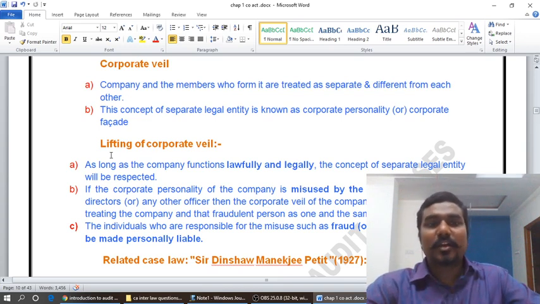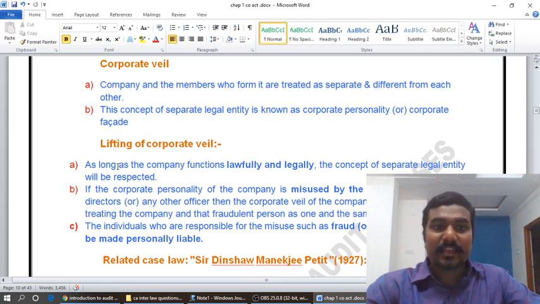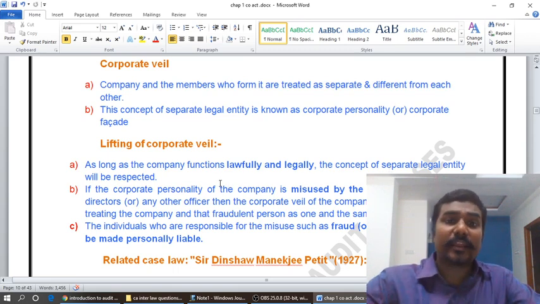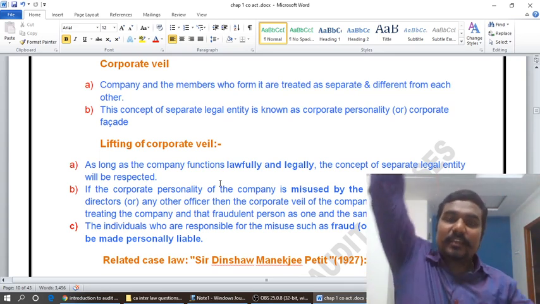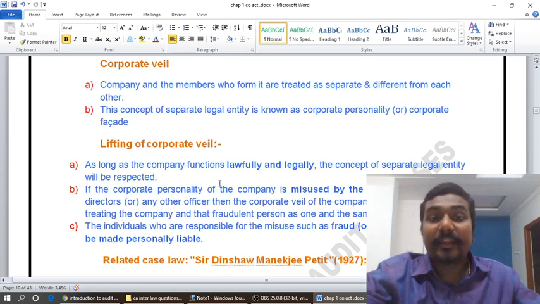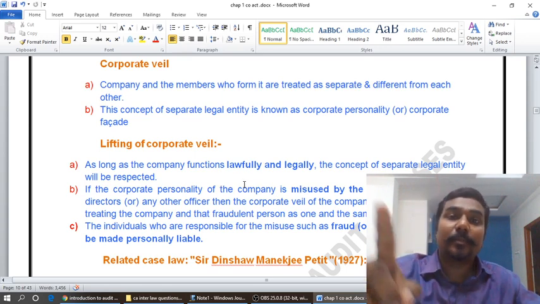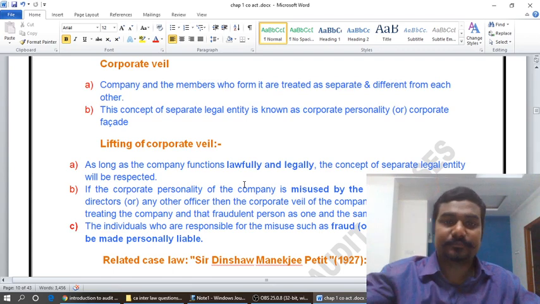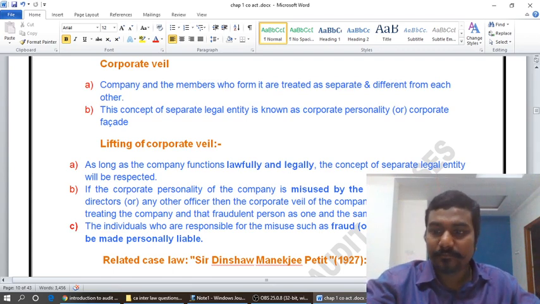Then what is the meaning of lifting of the corporate veil? As long as the company acts lawfully and legally, the concept of the corporate veil is respected. However, if any promoter or director tries to take unfair advantage of the veil, then the veil will be lifted. They will see the person behind the scene, behind the veil, by treating the company and the defaulting person both as one and the same. That is the meaning of lifting of the corporate veil.